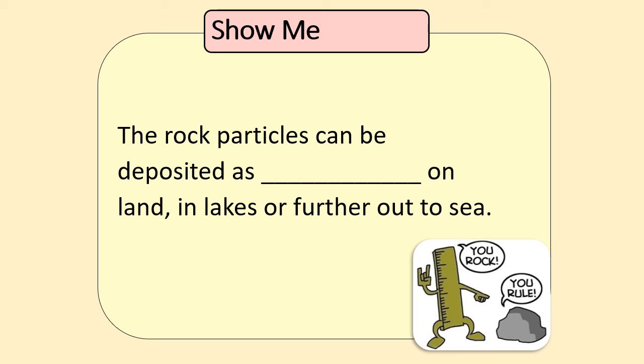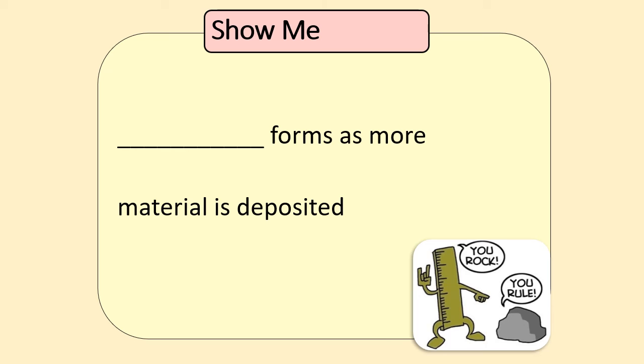Rock particles can be deposited as what on land, in lakes, or further out to sea? So what do we call those rock particles? We call them sediment. What's going to form? If we have more and more sediment put in the same place, we get layers forming.